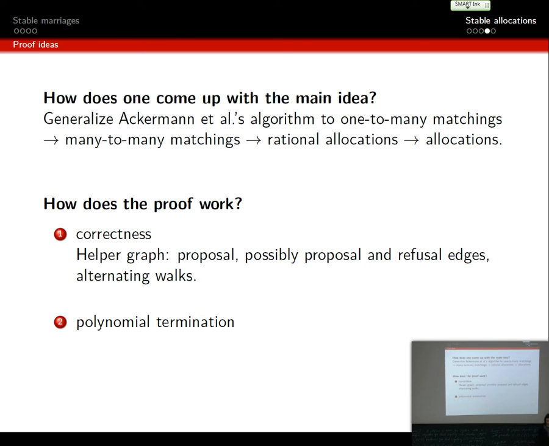The correctness uses a Hamper graph. There you have proposal and possibly proposal and refusal edges, and you try to put them down in alternating blocks, in cyclical blocks. The very interesting part here is that best response is worse than better response. We actually have instances where playing best response strategy also leads to a stable allocation, but it might take exponential time. So there are instances where there is definitely a single path to stability if you use best response, but it is exponentially large or long.